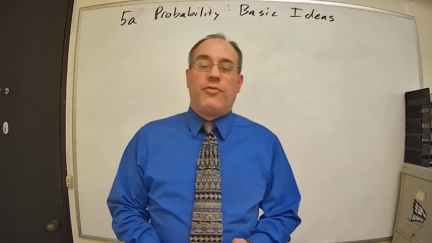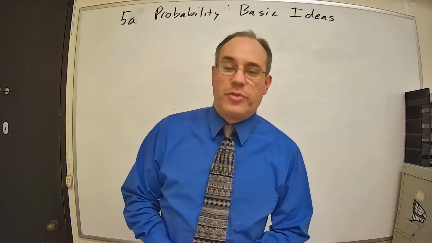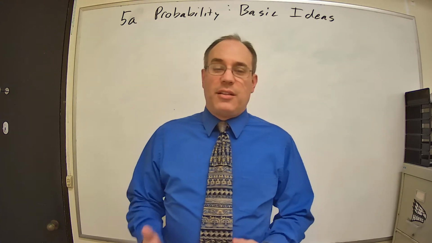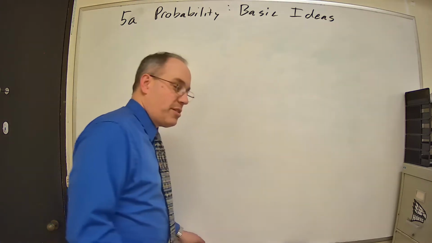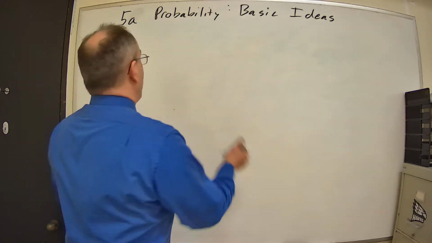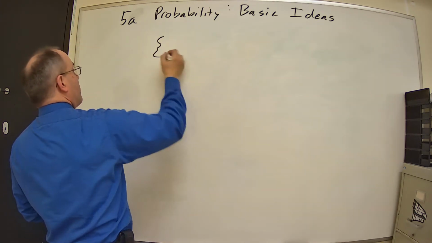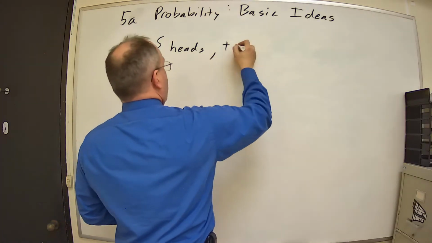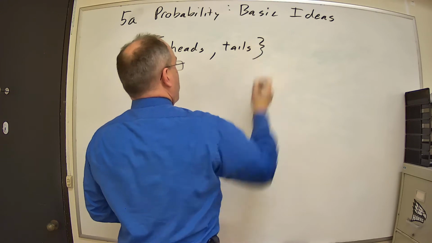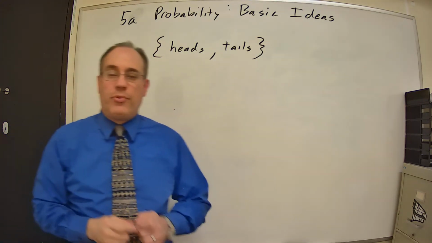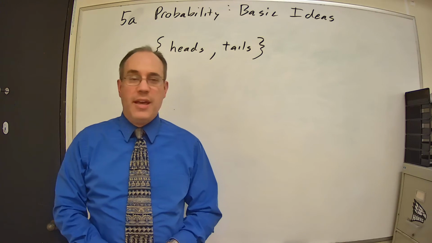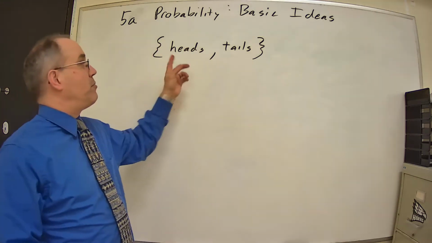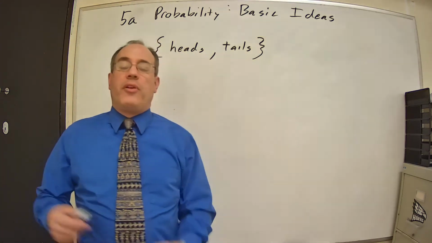Sample space is the list of all possible outcomes of a probability experiment. So it's not how many possible outcomes, it's the list of all possible outcomes. Such as with this example of flipping a coin, the sample space would be heads and tails. That's the sample space. It's the list of all possible outcomes. It's not how many possible outcomes. There are two possible outcomes, heads and tails. But the list of all possible outcomes.